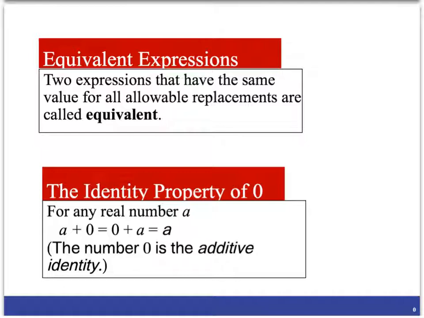And then the next one, the identity property of 0. For any real number a, a plus 0 equals 0 plus a, which simply equals a. It's the additive identity, or the identity property of 0.